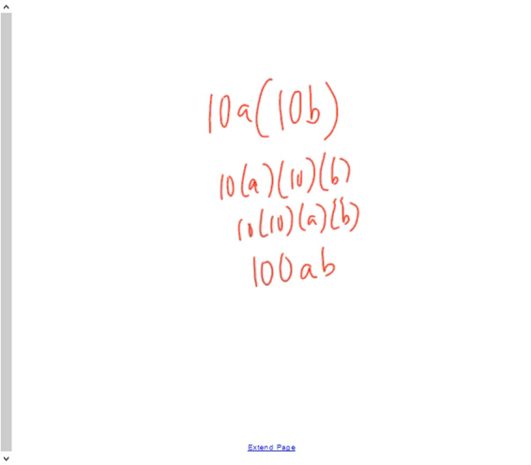Keep in mind, this means 100 multiplied by a multiplied by b. Since we don't know what a and b is, we can't change it, and we just have to keep it as the monomial 100ab.